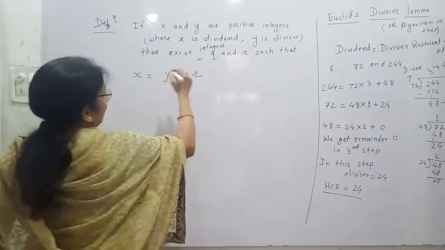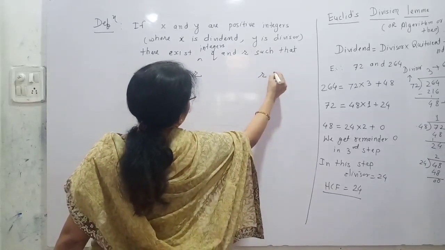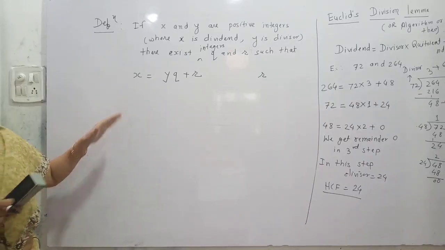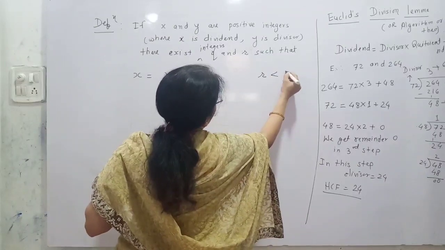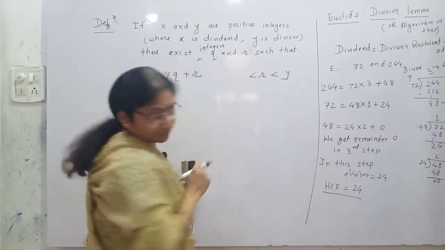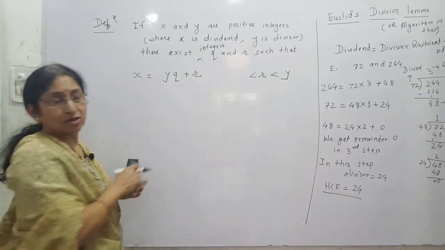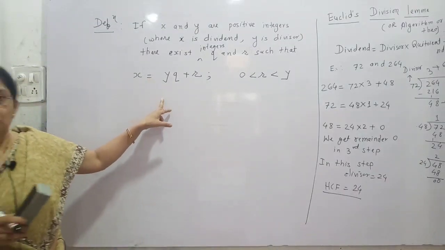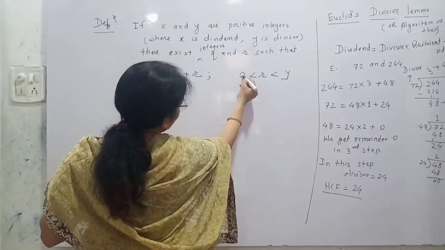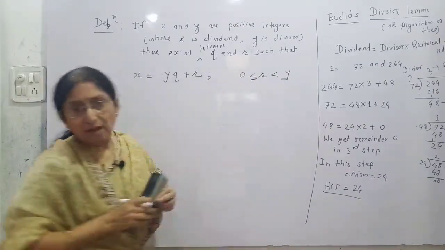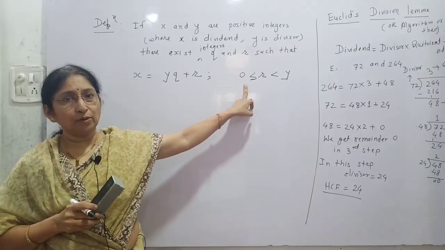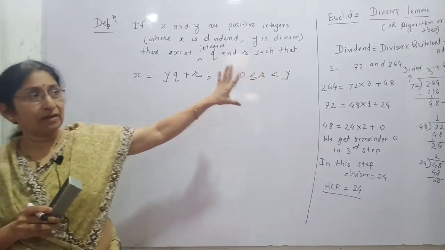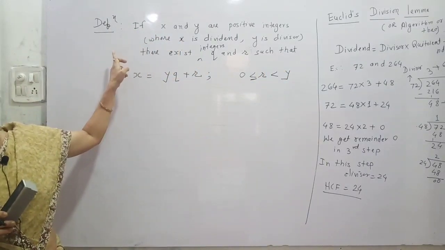Now the condition: how is r? r is the remainder. The remainder is always smaller than the divisor, meaning r is less than the divisor y and greater than zero. Sometimes the remainder is 0 also, hence r is greater than or equal to 0 and it is always less than the divisor y. This is Euclid's division lemma.